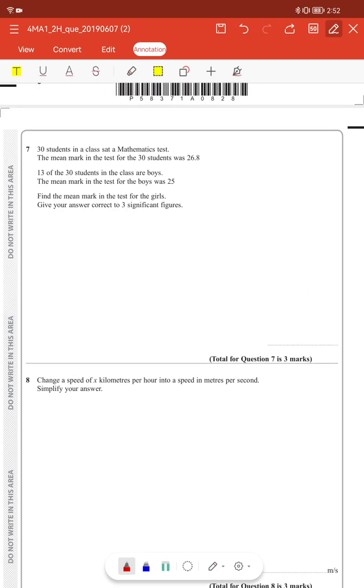30 students in a class sat a mathematics test. The mean mark for the 30 students was 26.8. 13 of the 30 students in the class are boys. The mean mark for boys was 25. Find the mean mark for the girls.